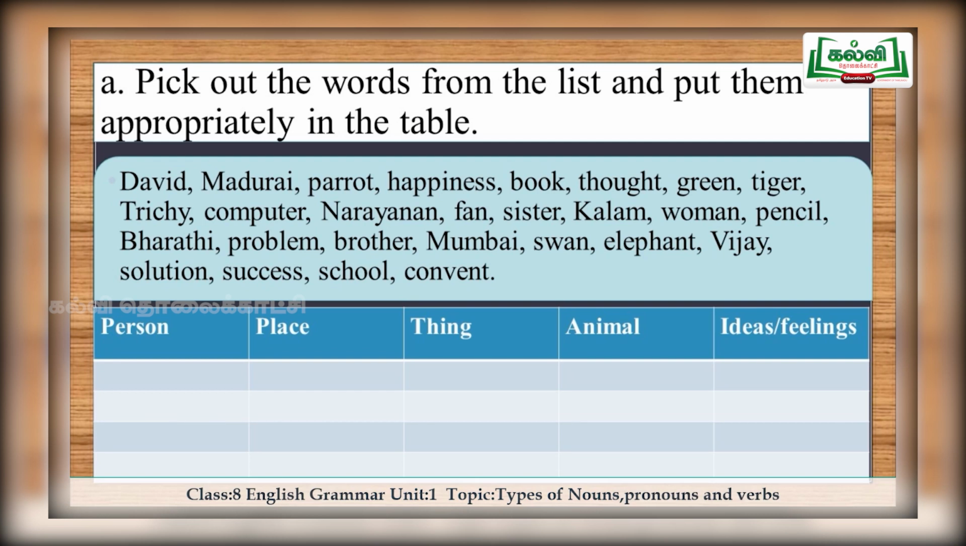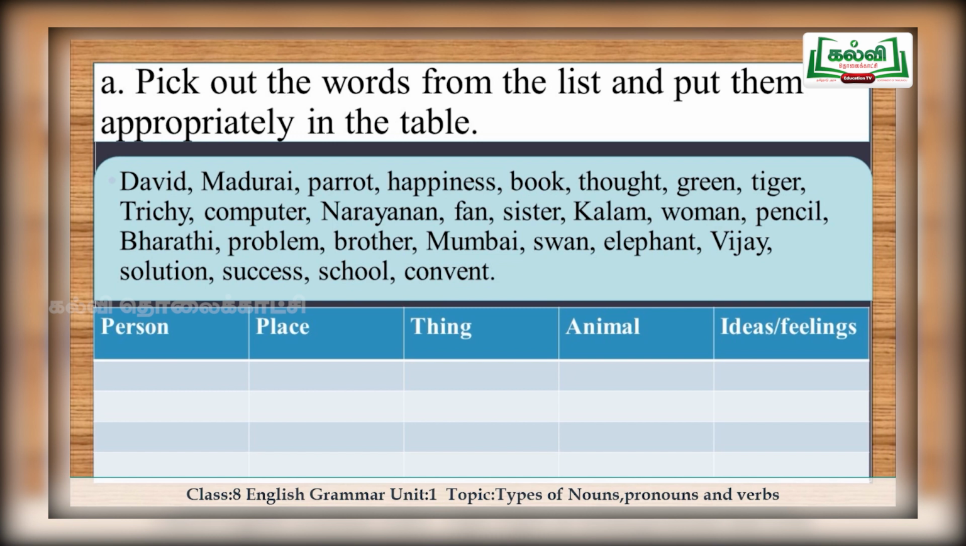So I have given you a list of words, and you are going to put those words appropriately in the table. So we have columns of tables like person, place, thing, animal, ideas and feelings. Here you find some words. You are going to pull those words and put them in the columns. Shall we do that? I am going to help you in doing those.